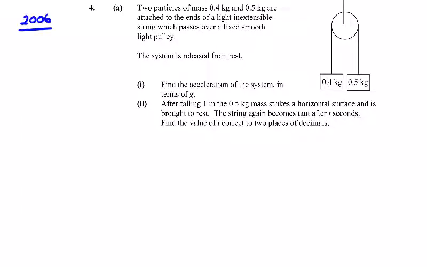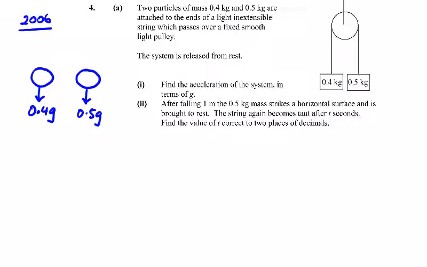Here we have the 2006 connected particles question. Two particles, mass 0.4 kilo and 0.5 kilo. We keep them as circles over here. So we have 0.4 g coming down and 0.5 g.